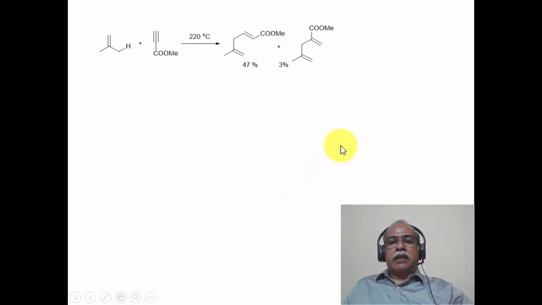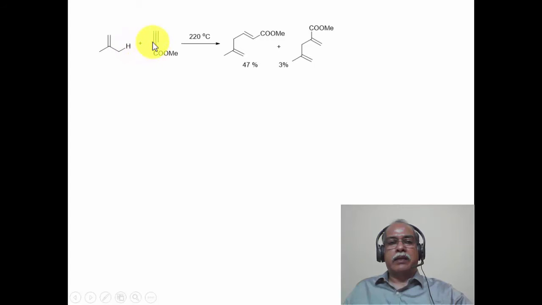The regioselectivity can be very poor in the case of mono-substituted acetylenic or alkenic derivatives of this kind. Here is an example of isobutylene undergoing reaction with methyl propiolate. The reaction is carried out around 220 degrees Celsius. You can see here two regioisomers are formed.